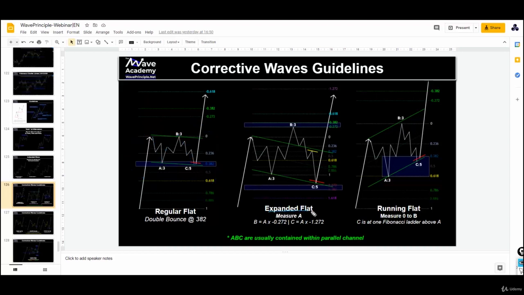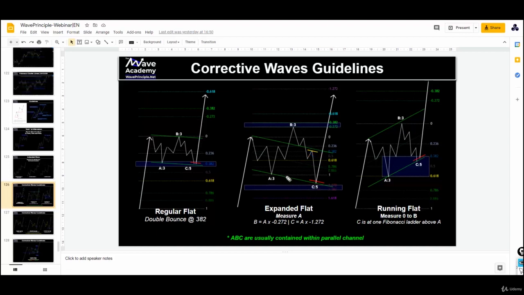We can also get an expanded flat, and we can confirm it by using wave A measurement. Wave B is going to go back to these Fibonacci levels, the 1.272, and wave C the same, but on the other side, 1.272. It's always 1, 2, and 3, and then it goes up again, making a new height, and it's contained within a parallel channel using the wave 4 of wave C.